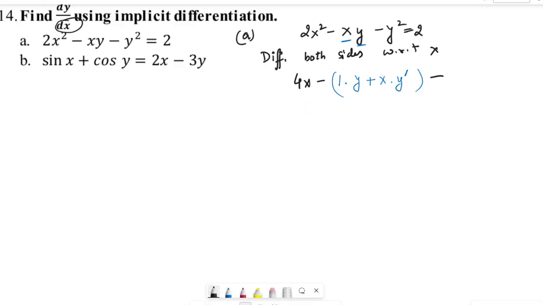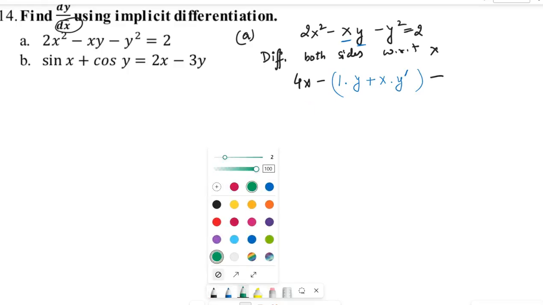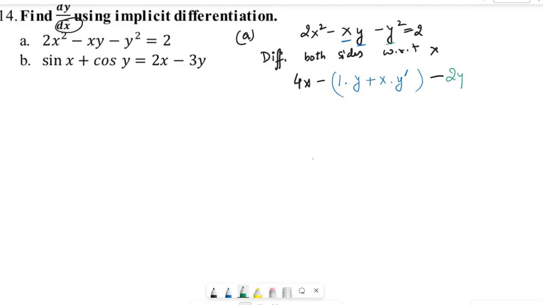Minus, this right here is y squared. The derivative of y squared is 2y, but y is a function of x, so you need to write y prime always with it. And you need to differentiate the other side also. The derivative of 2 is always 0 because it's a constant. So let's write it all down one more time: 4x minus, open the bracket, y plus xy prime, minus 2y y prime equal to 0.